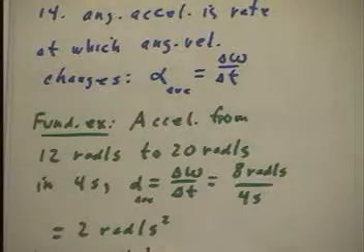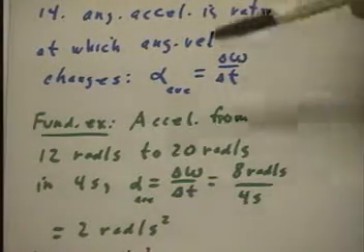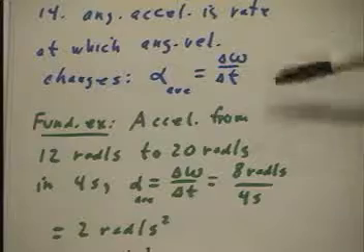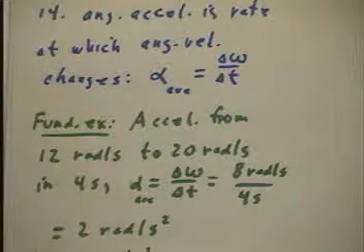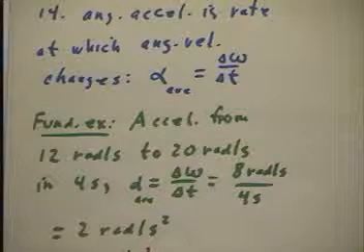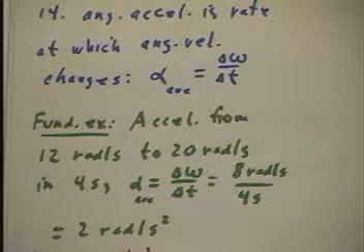Angular acceleration is the rate at which angular velocity changes. Average angular acceleration is change in angular velocity over time interval. And of course, angular acceleration is the limit of that quantity as delta t goes to 0, the derivative of angular velocity.